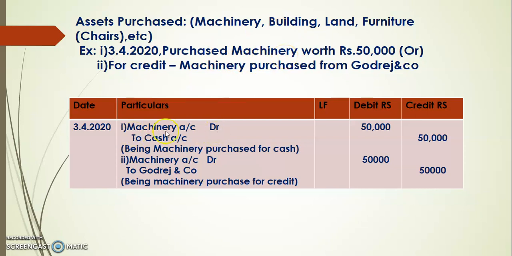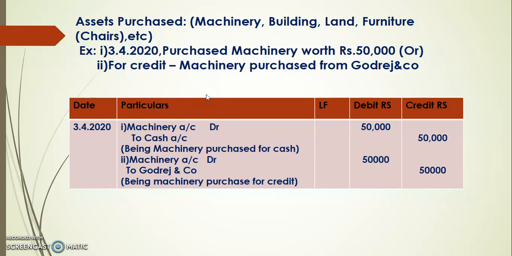So machinery account debtor to cash. So at the time of purchasing machinery also we have to pay cash. So cash goes outside. So we have to credit cash account. So what comes inside? Machinery comes inside, cash goes outside. So machinery account debtor to cash.